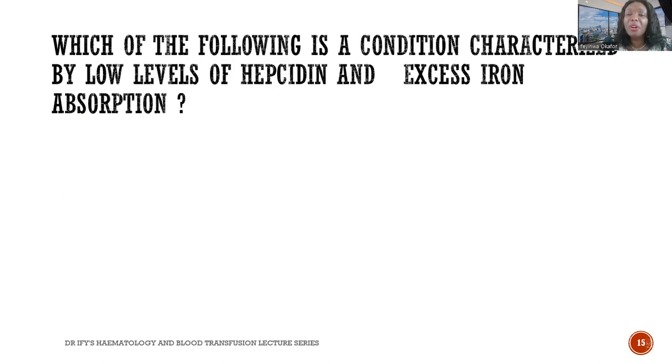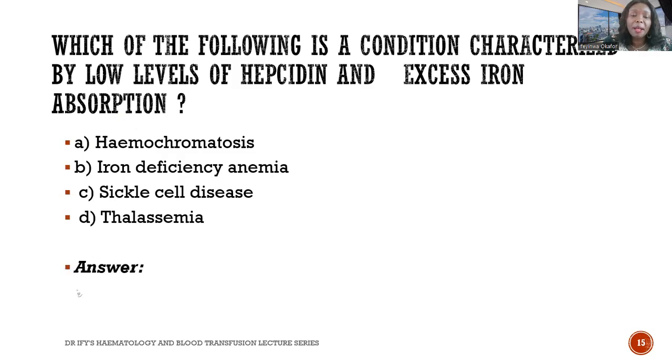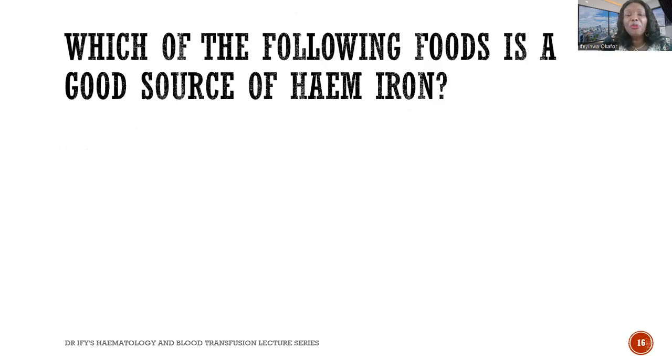Which of the following is a condition characterized by low level of hepcidin and excess iron absorption? Hemochromatosis, iron deficiency anemia, sickle cell disease, thalassemia. Answer A, hemochromatosis.